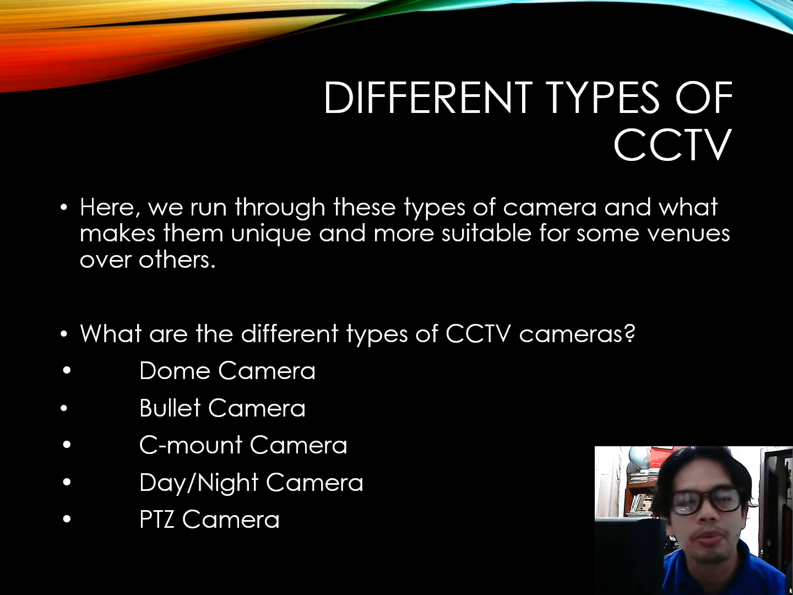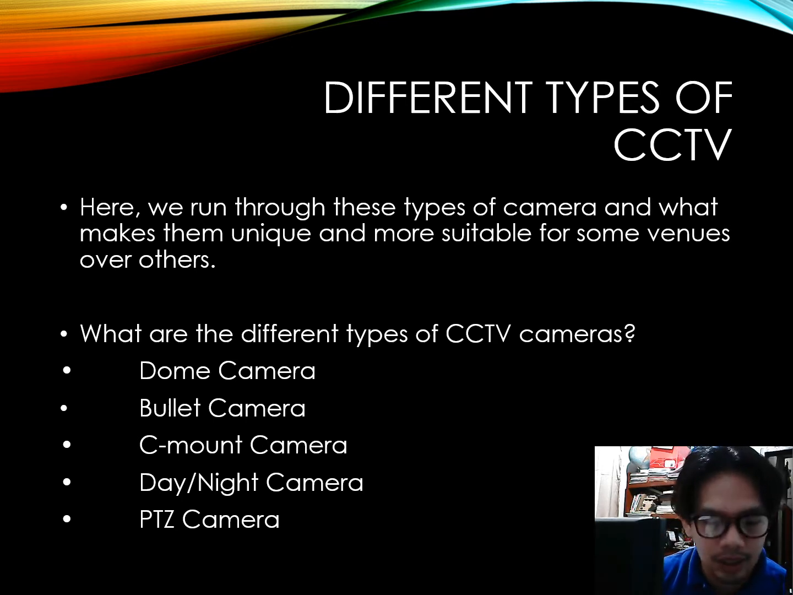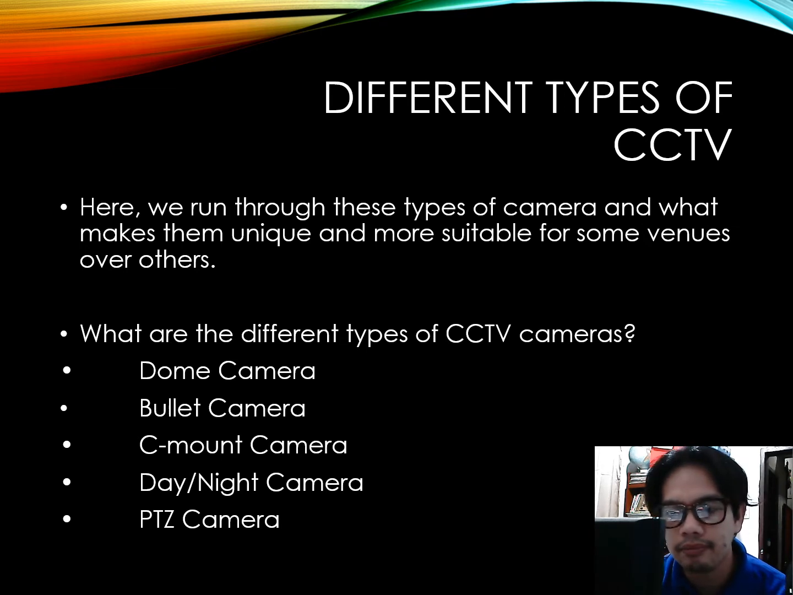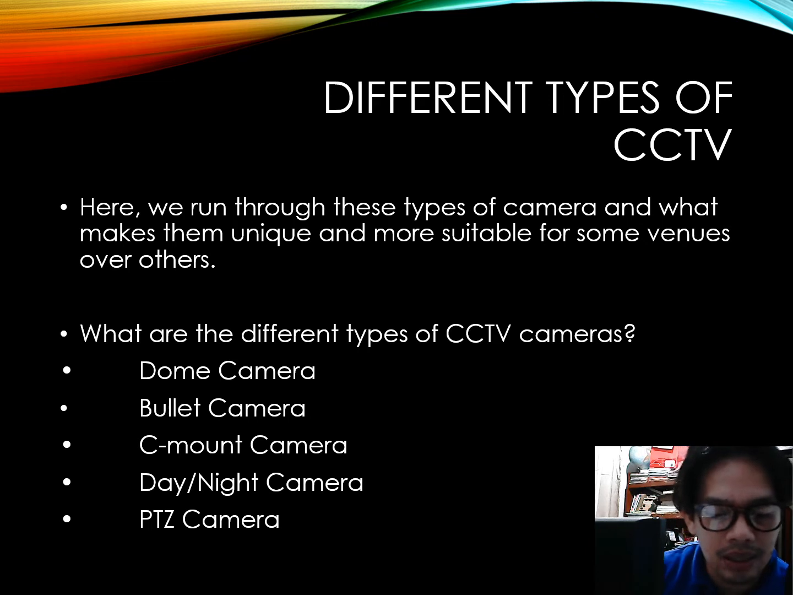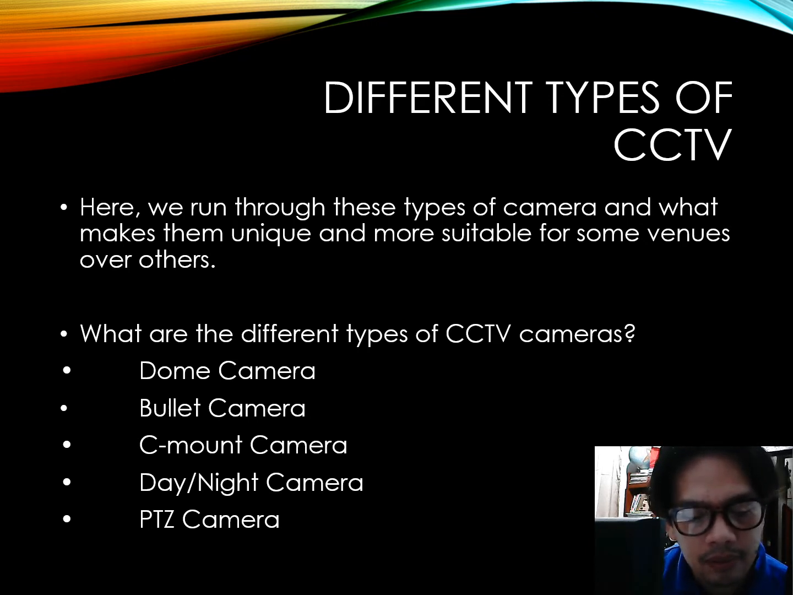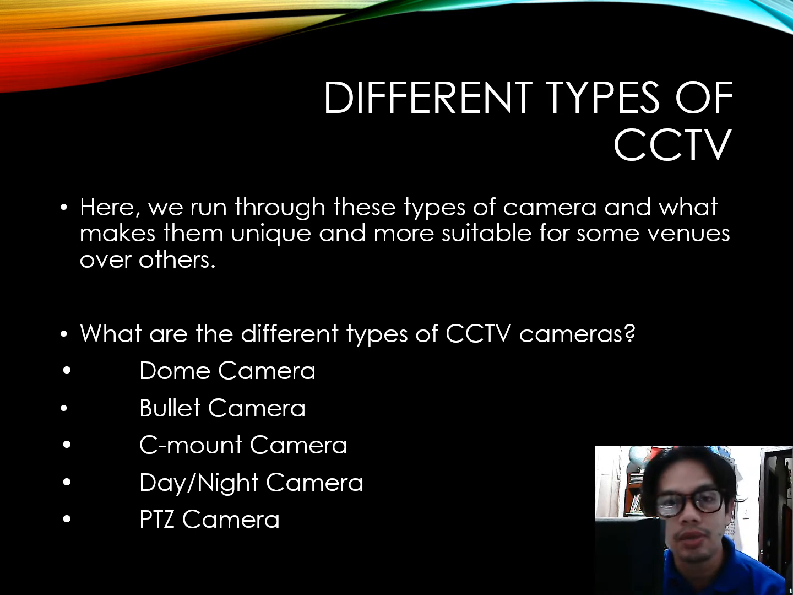So what are those different types of CCTV? Here we run through these types of cameras and what makes them unique and more suitable for some venues over others. What are the different types of CCTV cameras? First is the dome camera, the bullet, the C-mount camera, the day-night camera, and the PTZ camera. So there are five types of CCTV.